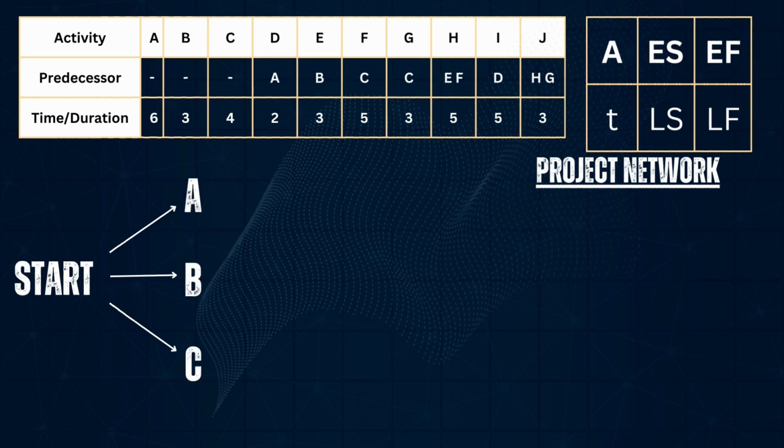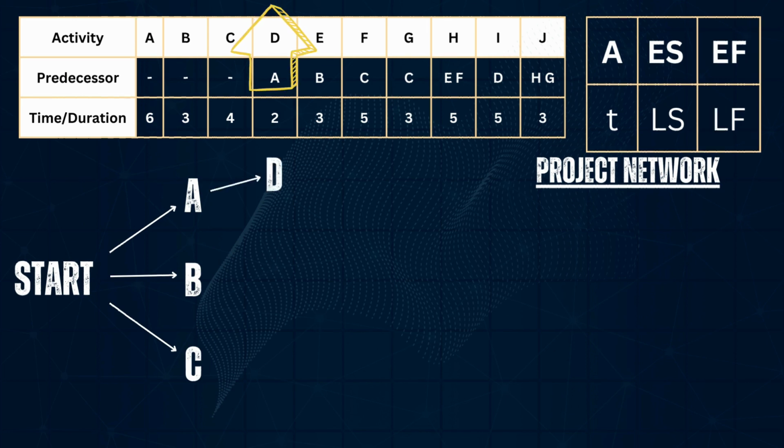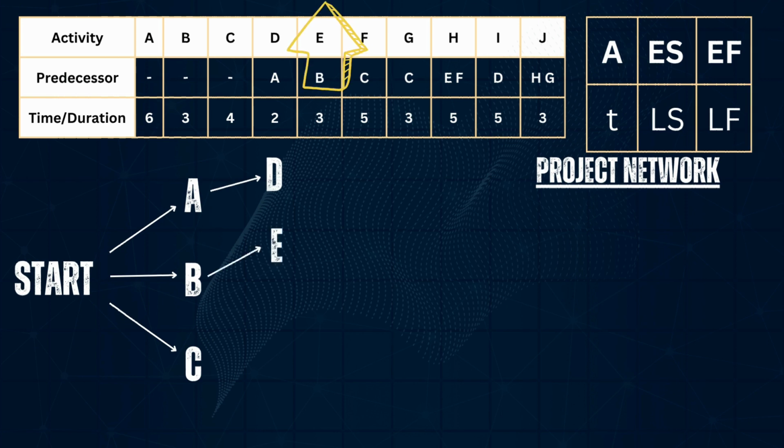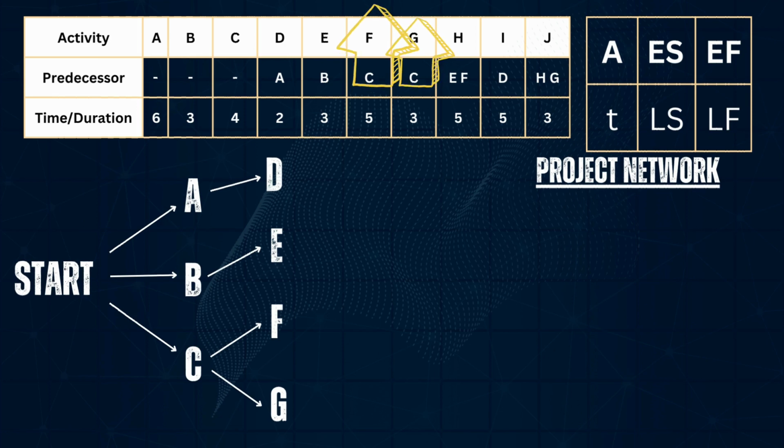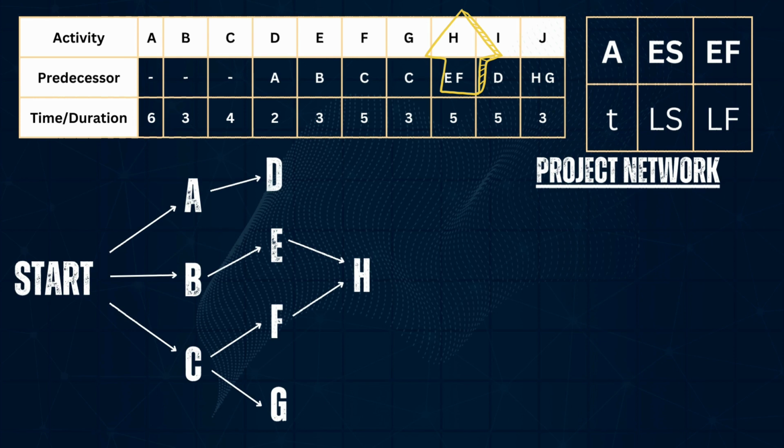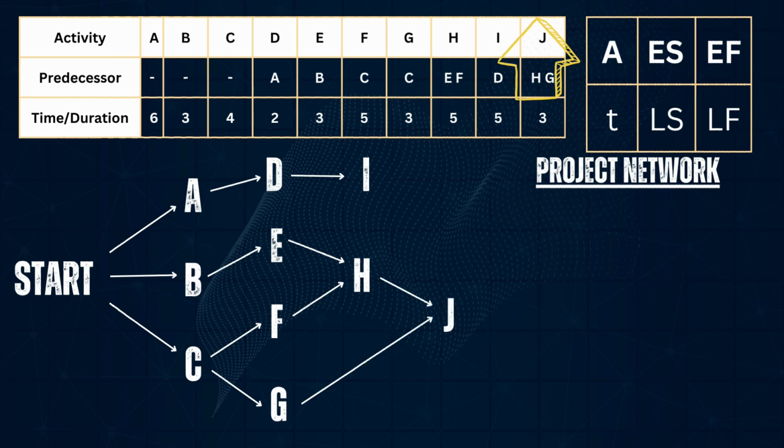Since A, B, and C have no predecessor, they can begin at start. Activity D needs A to be completed before it can start. Activity E needs B to be completed, and activities F and G need C to be completed. Activity H depends on E and F. Activity I depends on D. And last, activity J depends on H and G. Since I and J have no successors, they will go to finish.